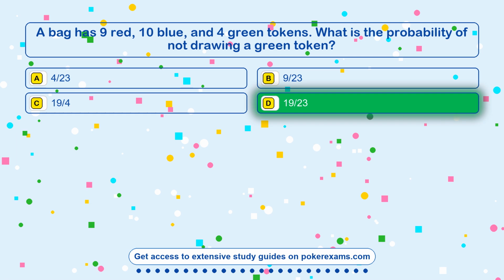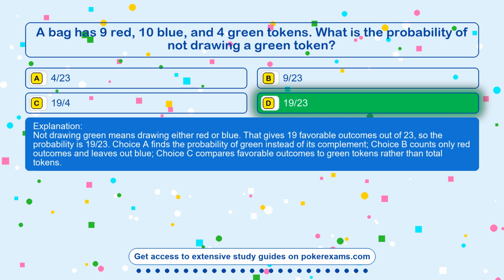The correct answer is option D, 19/23. Not drawing green means drawing either red or blue. That gives 19 favorable outcomes out of 23, so the probability is 19/23. Choice A finds the probability of green instead of its complement, choice B counts only red outcomes and leaves out blue, choice C compares favorable outcomes to green tokens rather than total tokens.